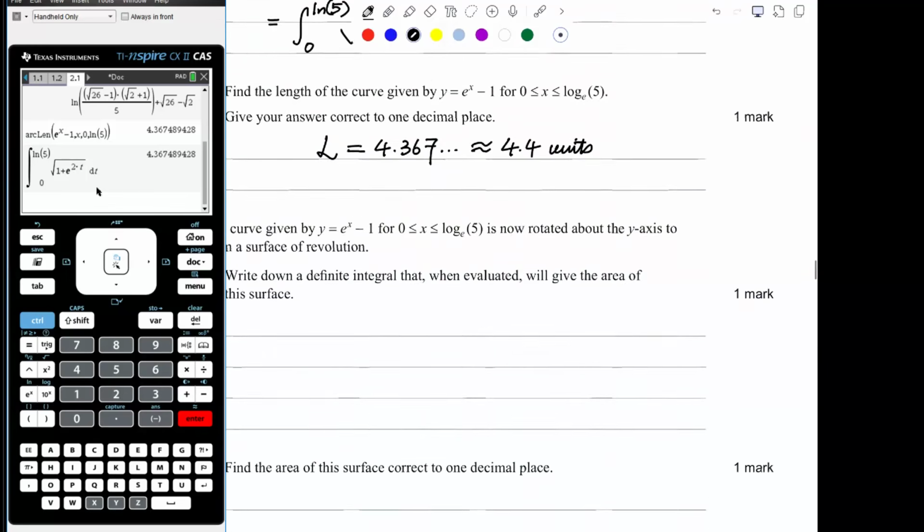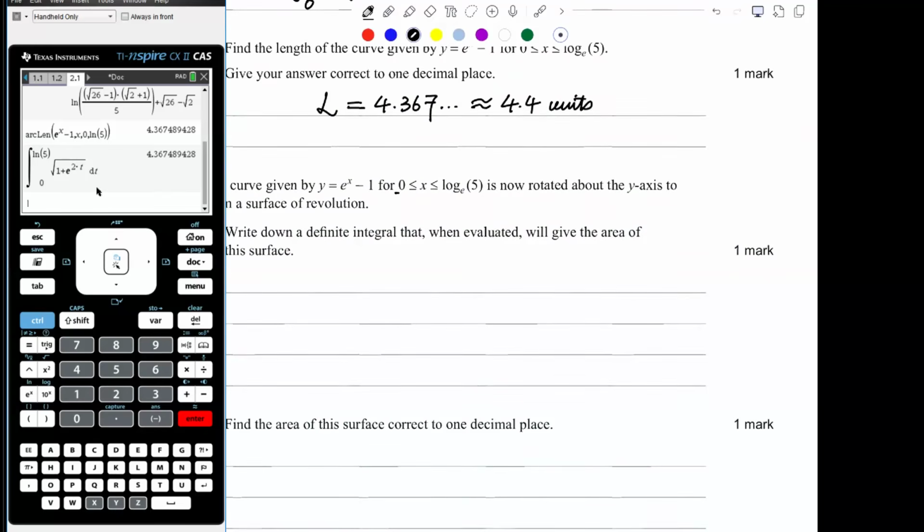All right. The curve given by this between 0 and natural log 5 is rotated about the y-axis. So it's a good idea to track the x value. When x equals 0, y is e to the power 0 minus 1, that's 0. When x equals natural log of 5, y is 5 minus 1, that's 4. In this case, I prefer working with the Cartesian form. So the surface area is 2 pi integration from y equals 0 to y equals 4.